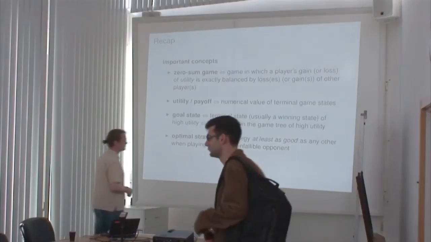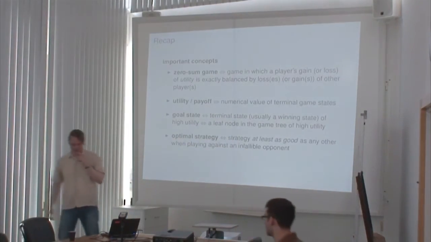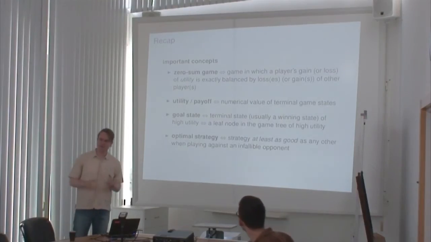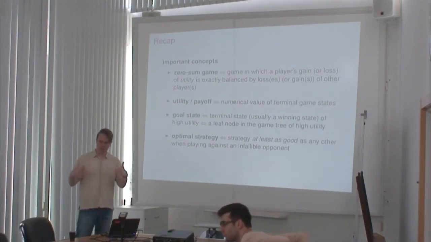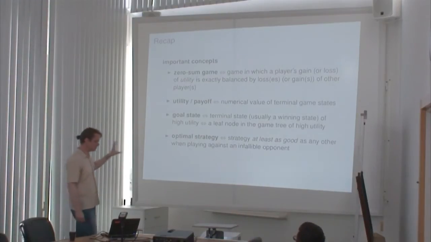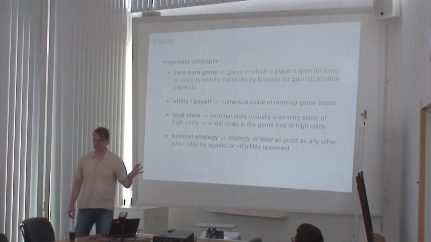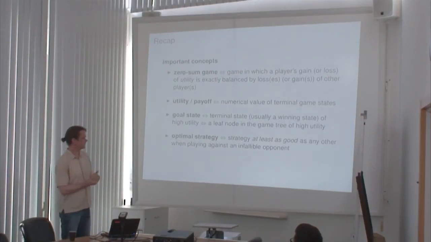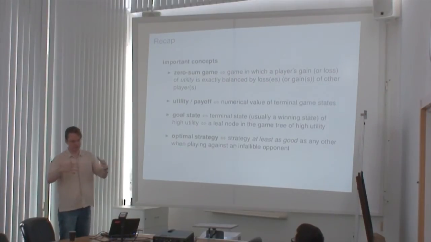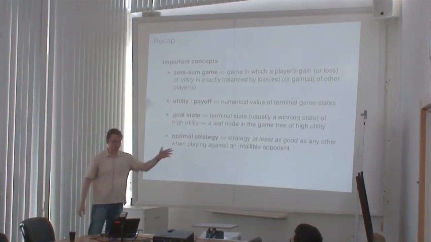And I have not particularly emphasized it, but a very important concept in all of what we discussed last time was the idea that the opponent we are playing against is supposed to be infallible. That is, in all we are doing here, we do assume that the opponent never makes a mistake. Right? This is, of course, a very brutal assumption, because if you are playing against other humans, that will hardly ever happen, that you are playing an infallible opponent.